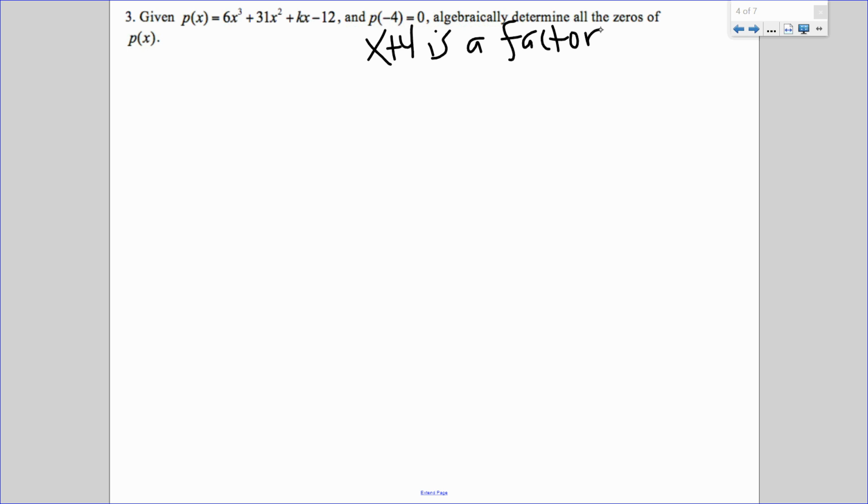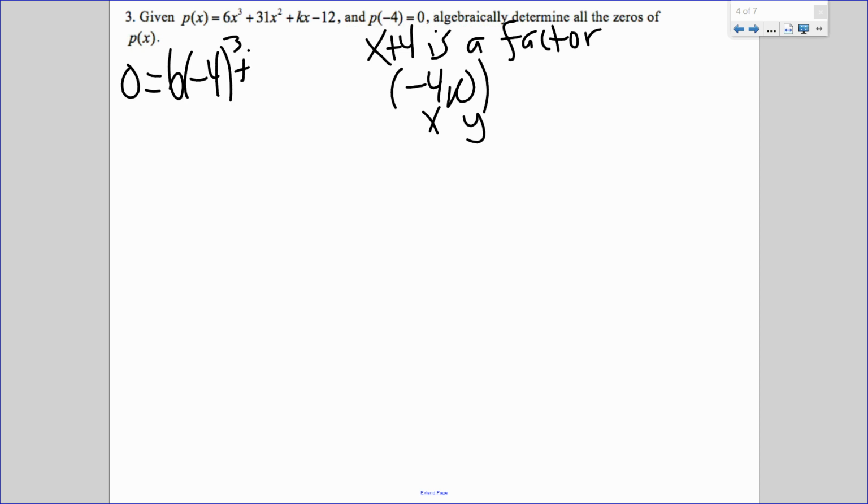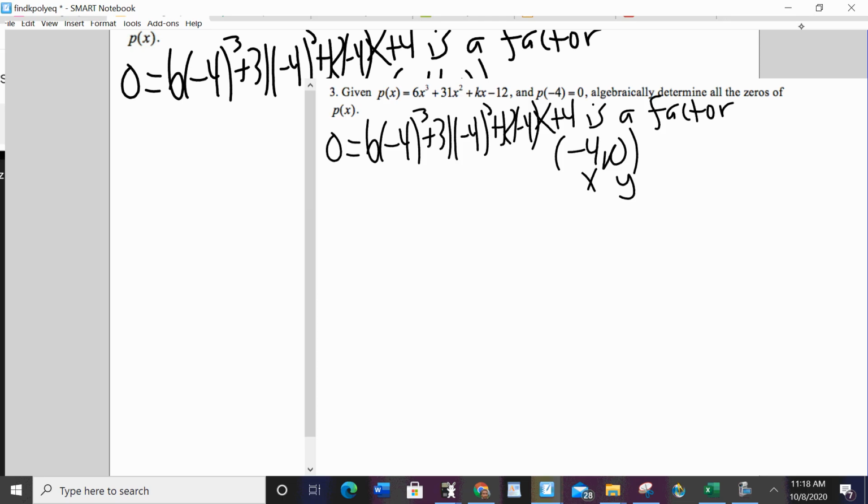So if p of negative 4 equals 0, that means that negative 4 comma 0 is on the graph. So x is negative 4, y is 0. So I'm replacing p of x with 0. I'm replacing x with negative 4. And I'm going to totally run out of space here. So let's see what I can do about that.